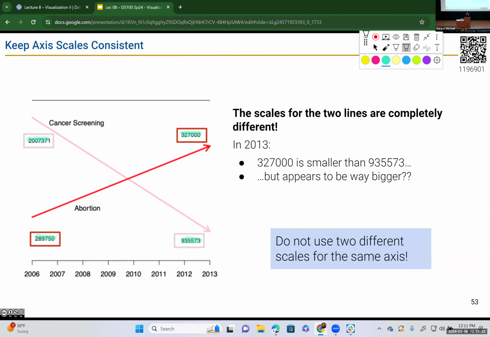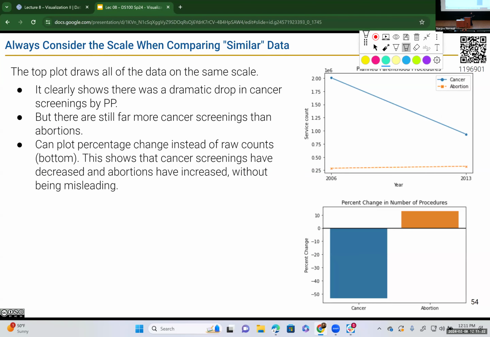And visually, you would think that, oh, now the number of abortion cases is more than the cancer screening, which is kind of a misinformation using the plot. A better way to plot this was to just directly put all of those values on the same axis. So for example, here, there are all of these service counts on the same axis, not having a different axis or a different scale for each line, but putting all of them on the same axis, so you can see that, okay, yes, the number of abortion cases increased, the number of cancer screening has declined, but still there are far more cancer screening cases compared to abortion cases.